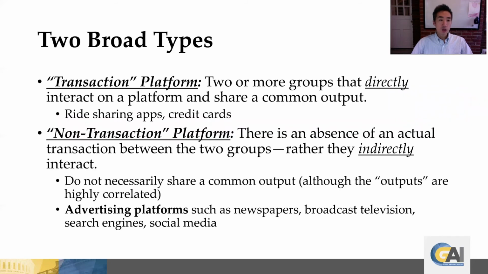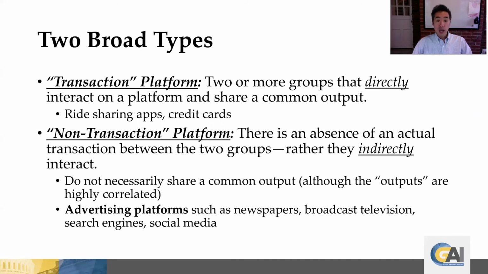So this gets us to two broad types of platforms. There's a transaction platform, which we just talked about, the ride sharing. Credit cards also have this feature. These are two more groups that directly interact, and this is a little bit different from the who and right definition I gave earlier, where this is an actual transaction, and they share a common output.